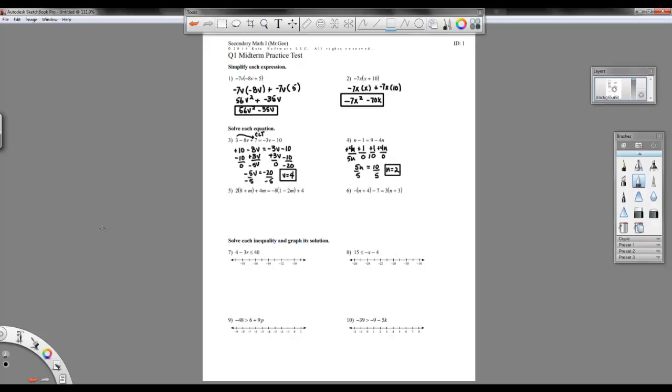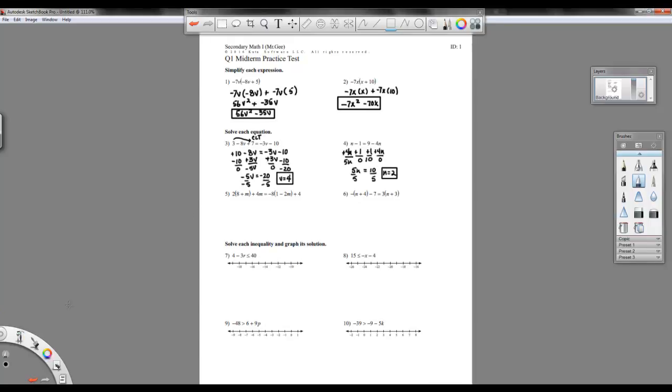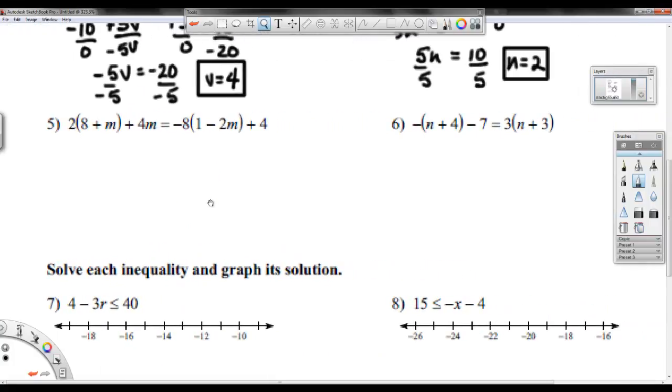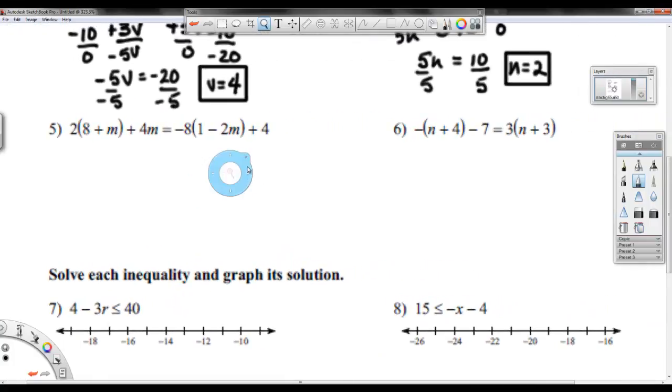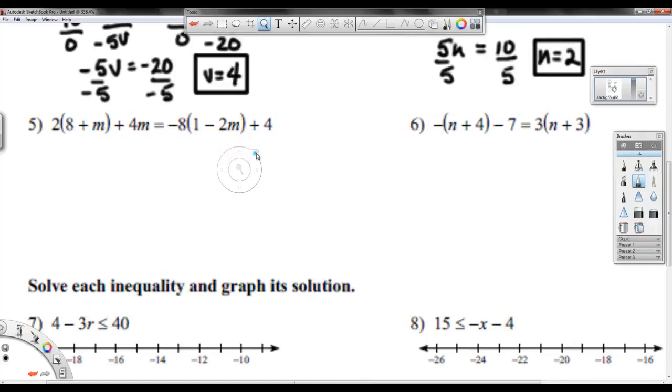Okay, let's go down to 5 and 6. These are definitely the hardest ones on the test. Let me get my picture a little bit larger here. Okay, number 5. Definitely the hardest problem on the test. We have to distribute on both sides, and we have to collect like terms on both sides. You always distribute before you collect.